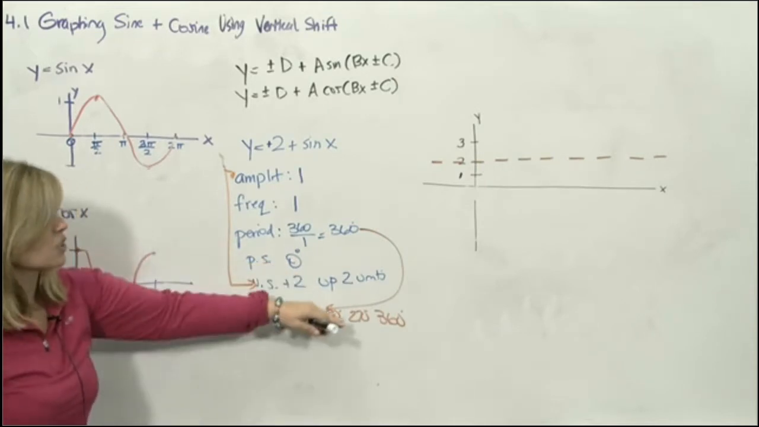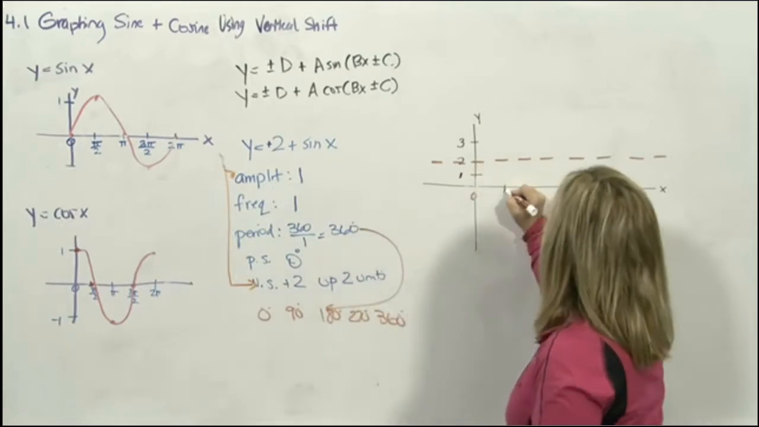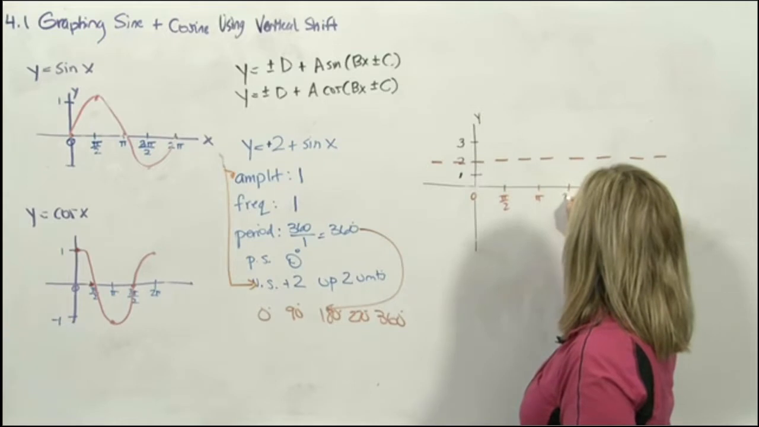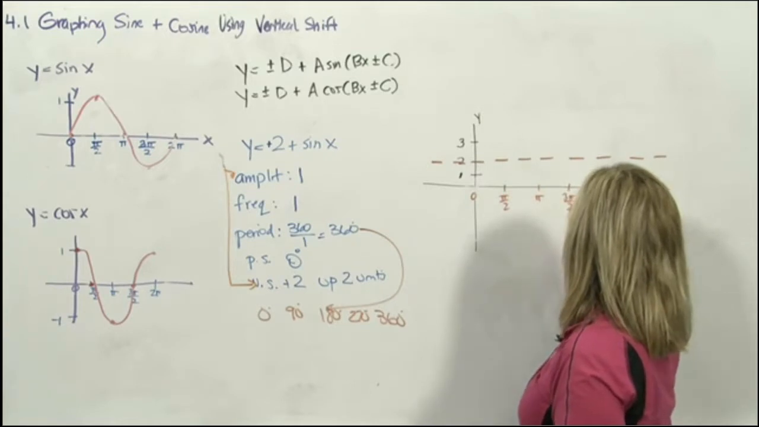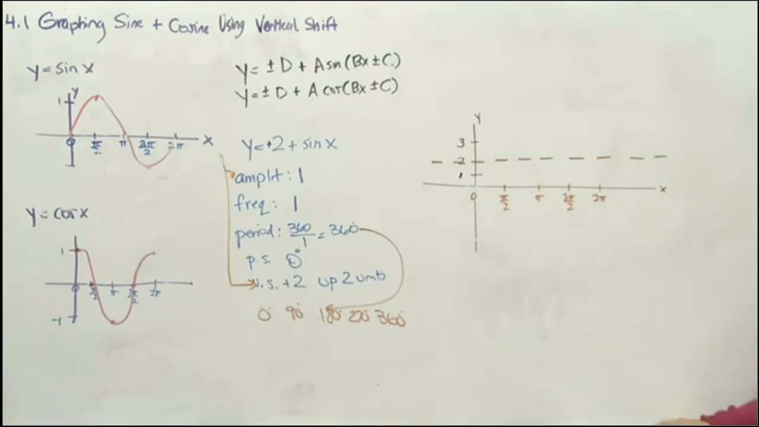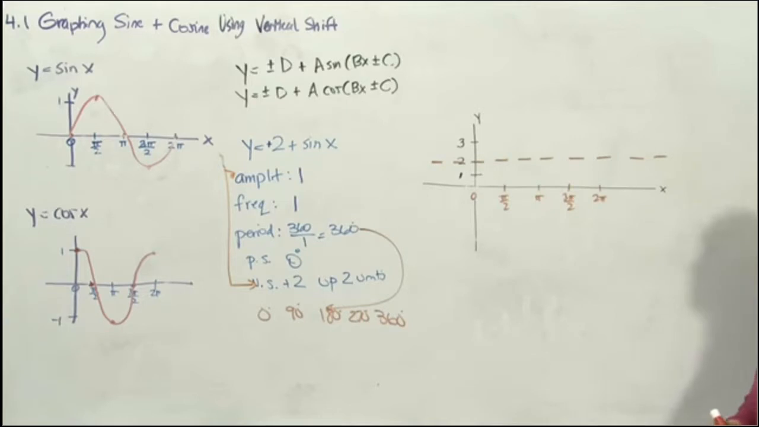So all we need is this in radian measure, which we have memorized. We know 0, 90 is pi over 2, 180 is pi, 270 is 3 pi over 2, 360 is 2 pi. So we still label the x-axis. Now when we go to plot, look what happens.